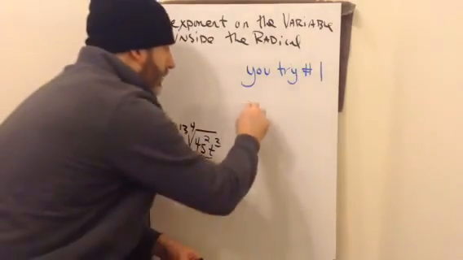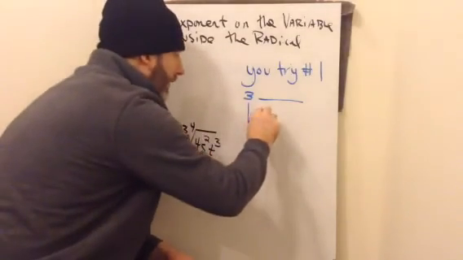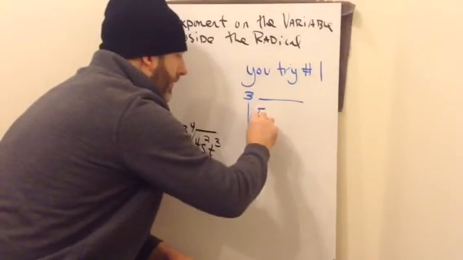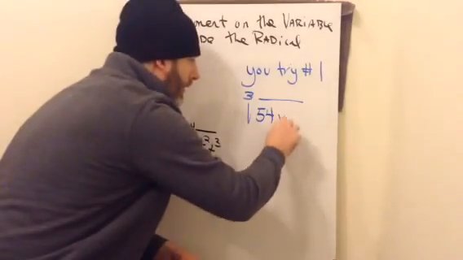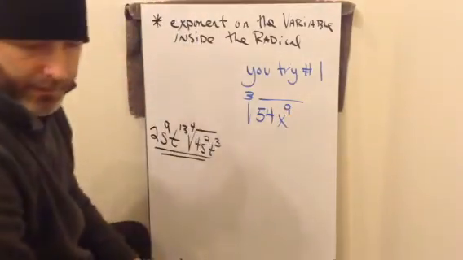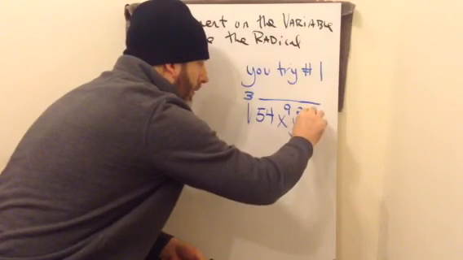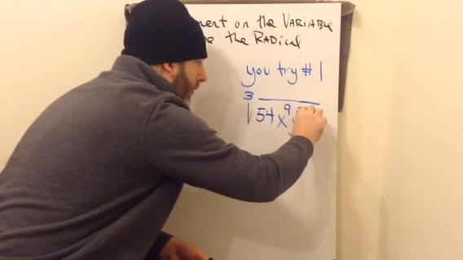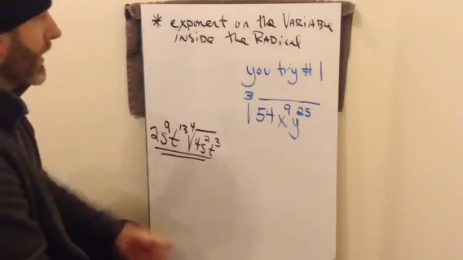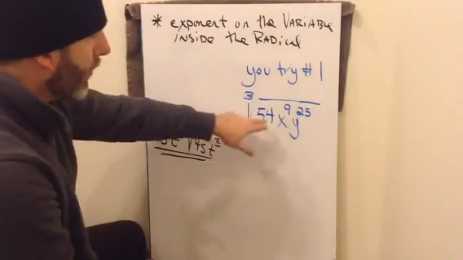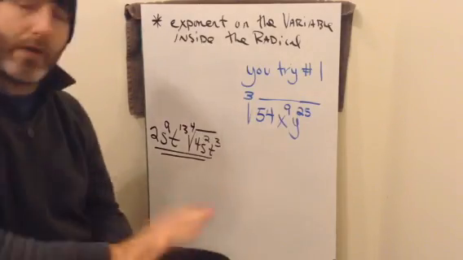It is the cube root of 54 x to the 9th y to the 25th. I want you to try the cube root of 54 x to the 9th y to the 25th. Try simplifying it. Assume everything is positive, whatever method you choose.